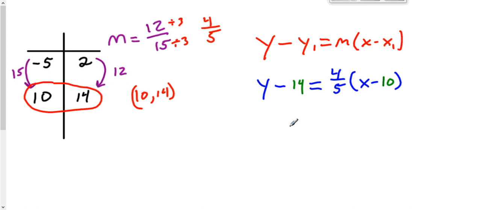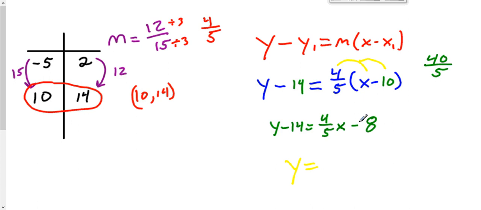Now we have to get it into slope-intercept form. To do that, we have to distribute the 4/5. So we still have the y minus 14. 4/5 times x is 4/5 x. When we multiply 4/5 times 10, take 4 times 10, 40. 40 divided by 5 gives us 8. We have the minus sign. We're going to add 14 to both sides. We get 4/5 x plus 6.